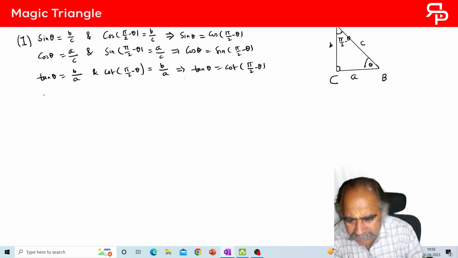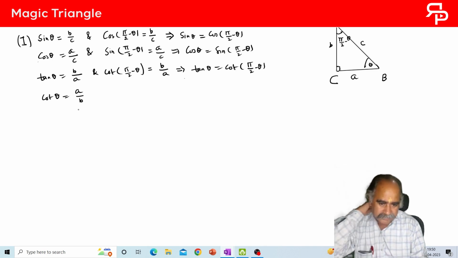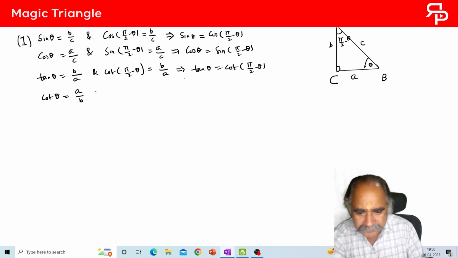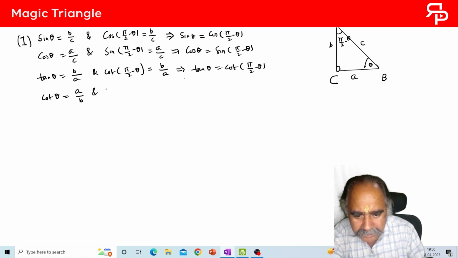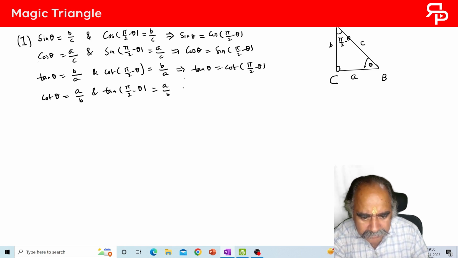Next one is cot theta. Cot theta is adjacent upon opposite, a by b. And what is tan of pi by 2 minus theta? Tan is opposite upon adjacent, but it is for angle pi by 2 minus theta, which is again a by b. So this implies cot theta is tan of pi by 2 minus theta.